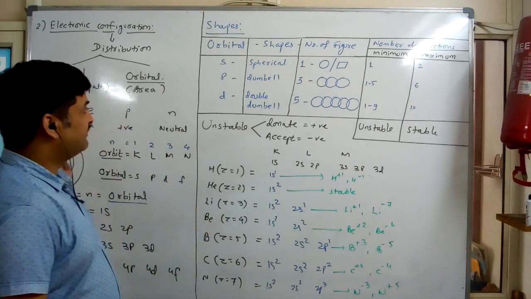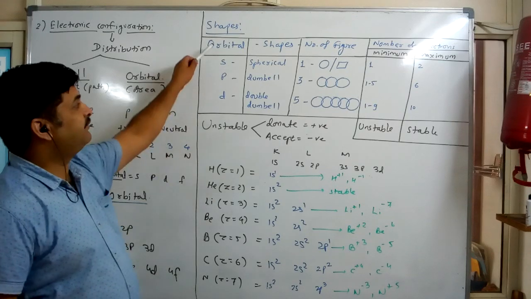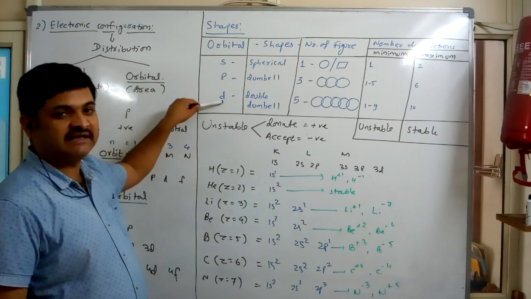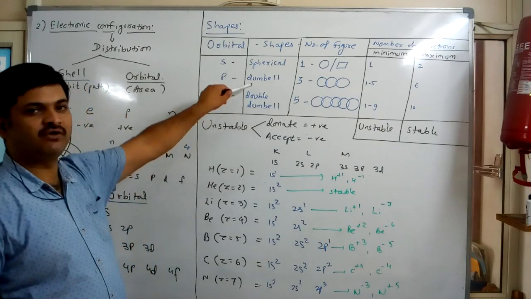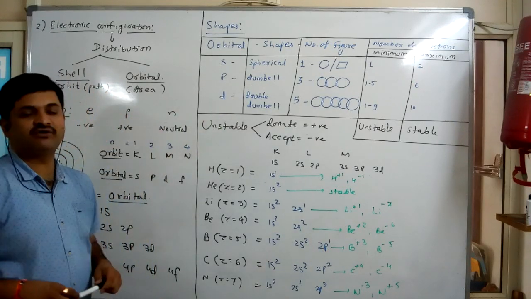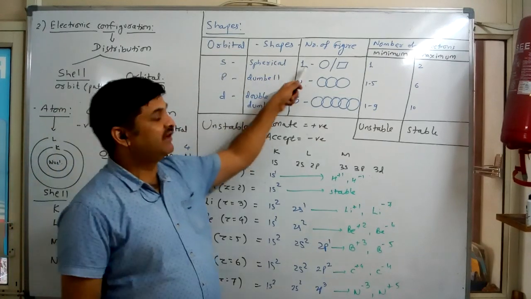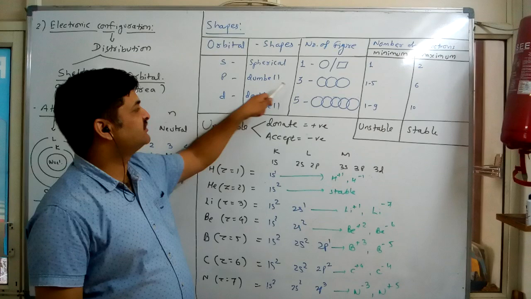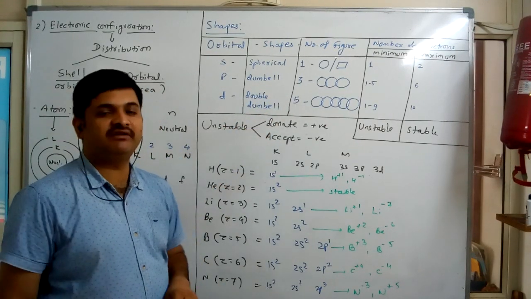I already told you earlier that this table is important. Here orbitals S, P, D are there. The shape of S orbital is spherical, the shape of P orbital is dumbbell and the shape of D orbital is double dumbbell. In case of S orbital only one figure will come, in case of P orbital 3 figures are there, and in case of D orbital 5 figures will be there.